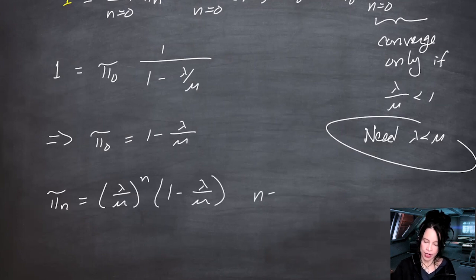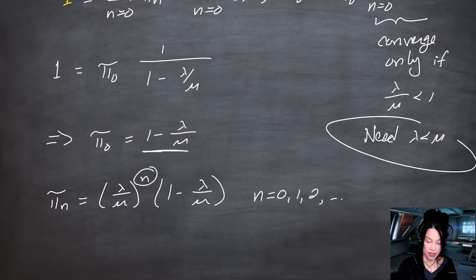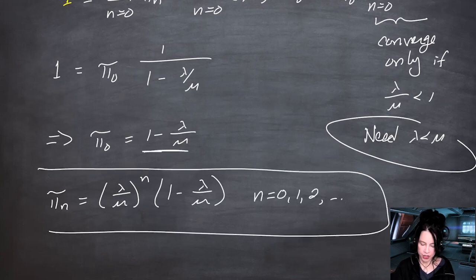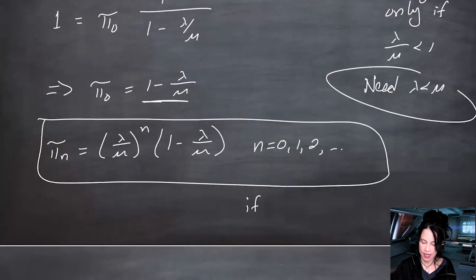And this holds when n is 0, 1, 2 on up, because you can check when you plug in 0, you do get this back. Sometimes, again, these formulas will only hold when n is 1, 2, 3 on up. So we have found the stationary distribution, and this only happens if the arrival rate is smaller than the service rate. So that's a constraint for the problem.